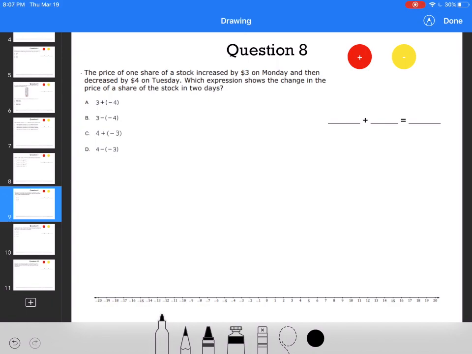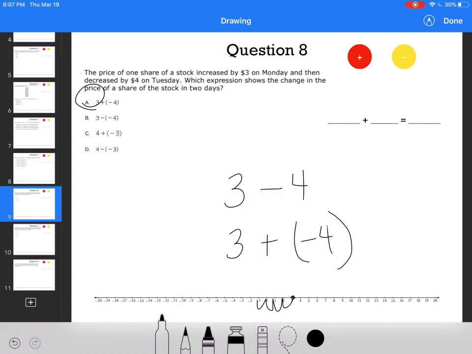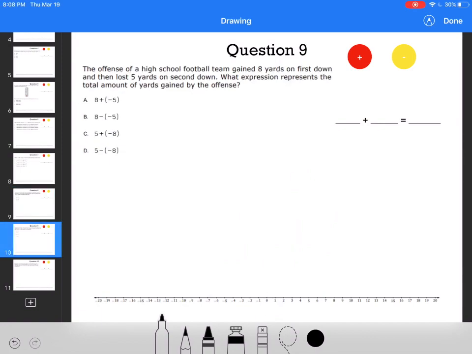The price of 1 share of stock has increased by $3 on Monday and then decreased by $4 on Tuesday. Which expression shows the change in the price of a share of stock? So I know I was at 3, and then it decreased by 4. So I could do 3 minus 4, but that's not an option. I could do 3 plus a negative 4, and that is an option. So A should be my answer, because I'm decreasing, so that makes that 4 negative. I'm going in the negative direction 4 units. So it would be the same no matter whether I started on 3 and I went 4 units back, or if I did 3 plus a negative 4, it's still going to get me negative 1. A should have been my answer.